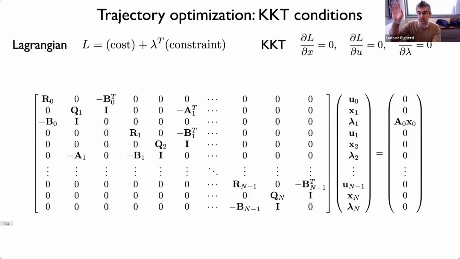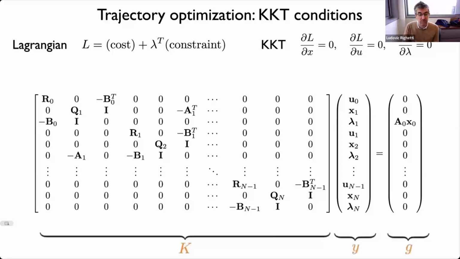My unknowns are the controls u, the states x and the Lagrange multipliers lambda, right? And I order them in time from 0 to N. But if you look at that, you have a big matrix times some unknown equal to something. And so the solution is that if you invert K, in some way you find y, and that's what your QP does, right? It finds y, and that's the solution to the problem.